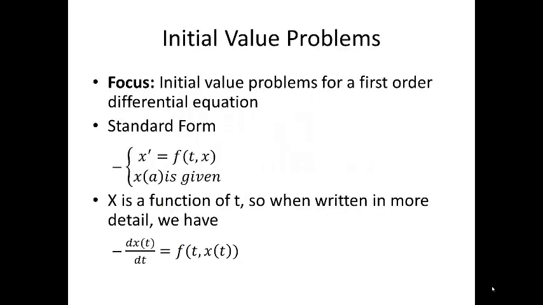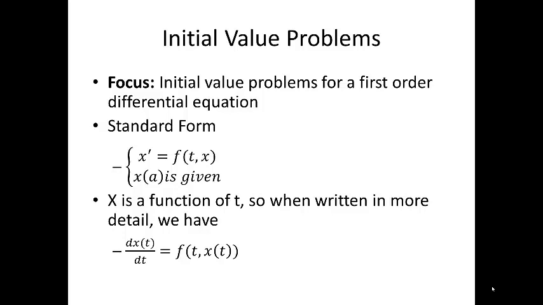In this section, we're going to concentrate on one type of differential equation and one type of auxiliary condition. And the focus is going to be on initial value problems for a first-order differential equation. So the standard form here is x prime is equal to a function f of t and x, and x of a is given. That's some initial condition. x is a function of t, so when written in more detail, we have dx(t)/dt is equal to f(t, x(t)).